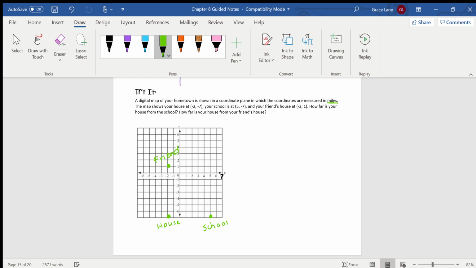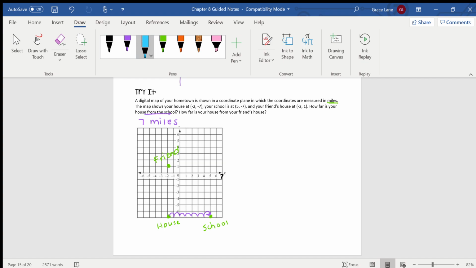Okay, so first it says, how far is your house from the school? So house to school, 1, 2, 3, 4, 5, 6, 7. This question would be 7 miles. Again, you can use the points to add or subtract the absolute value if you want to, if that's easier for you. Those 2 points were in different quadrants, and so you would be adding the absolute value.